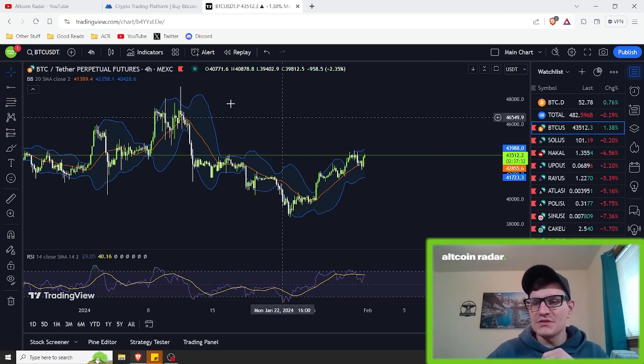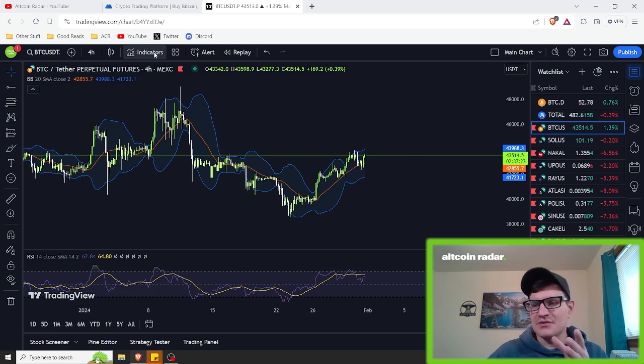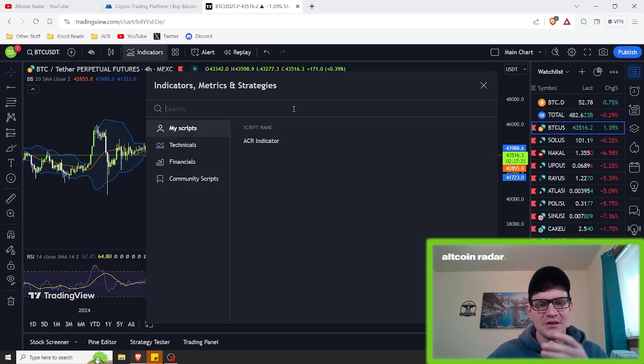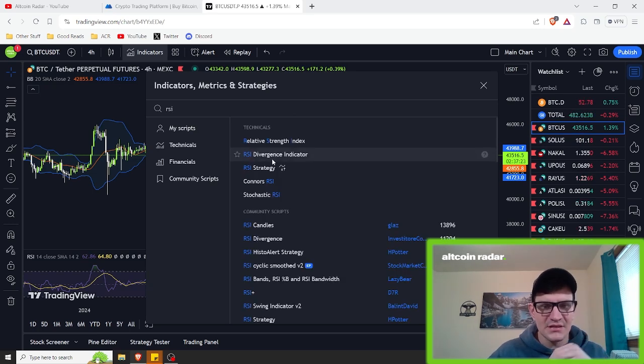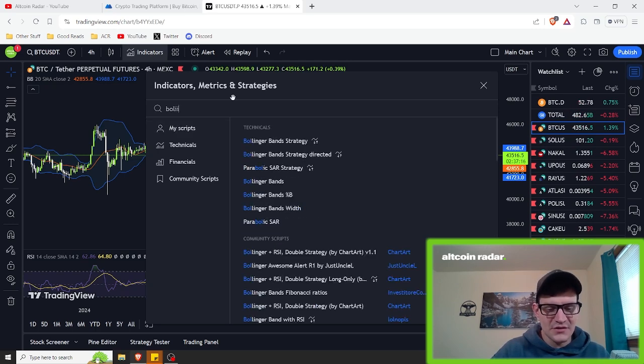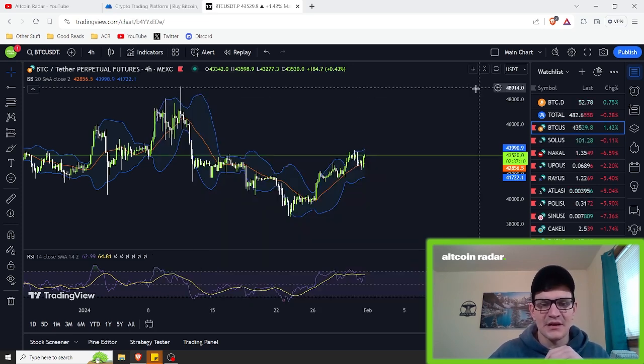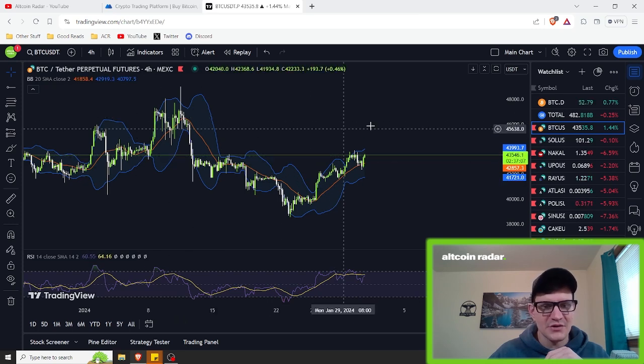So, once you've got your chart open, all right, and you've got your indicators all set, so if you're not familiar, you go to indicators and you're just going to type in RSI and it's going to be the Relative Strength Index. You'll just click it and it'll add it to your chart. Now, for Bollinger Bands, you'll just type in Bollinger Bands, or you can just type in Bollinger and click the one that just says Bollinger Bands, all right, and it's going to add the Bollinger Bands right here on your chart, all right.